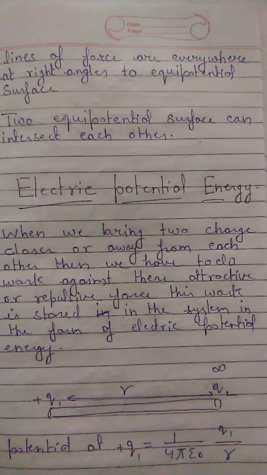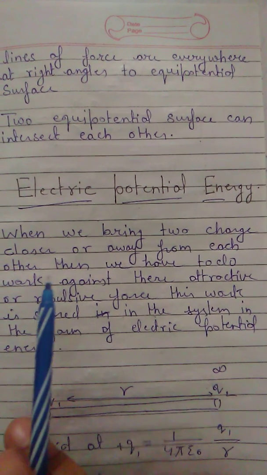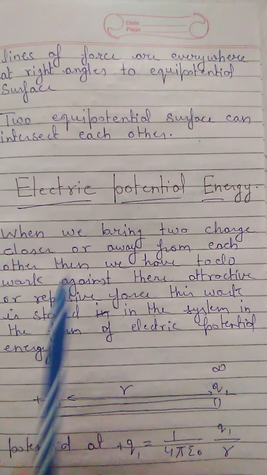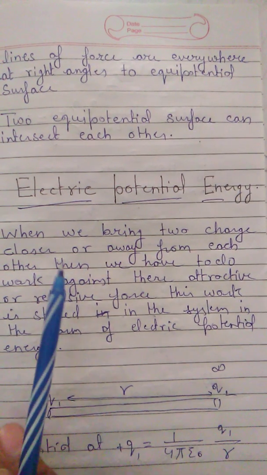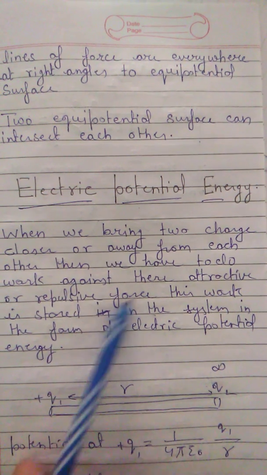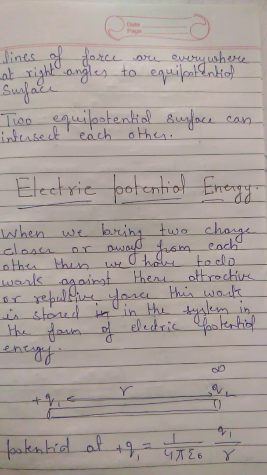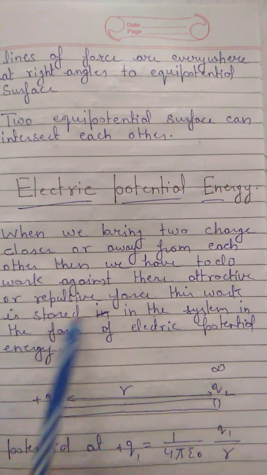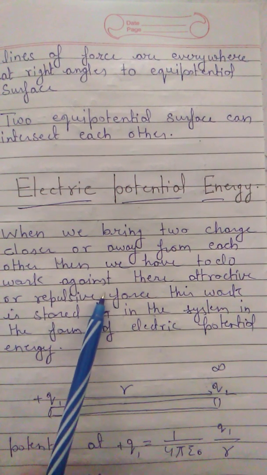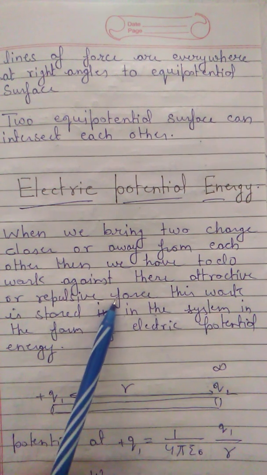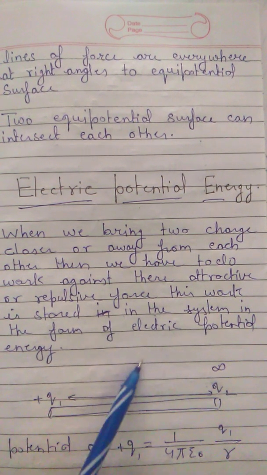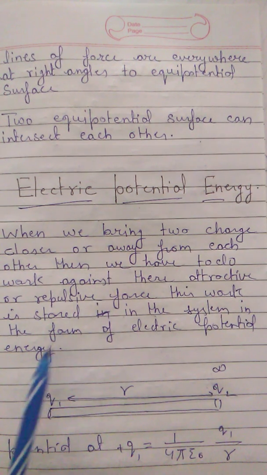After this, we have the electric potential energy. Now electric potential energy means when we bring two charges closer to each other or move them away from each other, then we have to do work against their attractive or repulsive force. That means when we move charges away from each other, or bring two charges closer to each other, we have to do work against the repulsive and attractive forces of the charges. So this is called the electric potential energy.